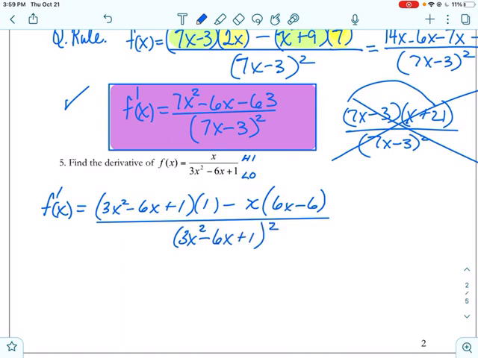So now there is a tendency for students to go like this, but you can't do that. You can't do that because you can't cancel over addition. Subtraction is addition of the opposite. So I'm going to simplify the top of it.